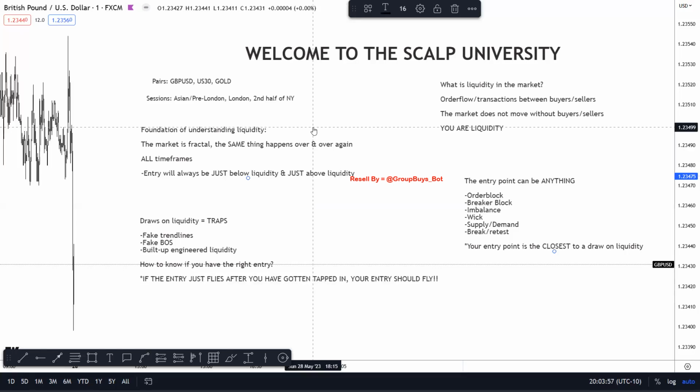You don't need to understand any other strategy out there. You don't really need to know too much because of how simple this is.